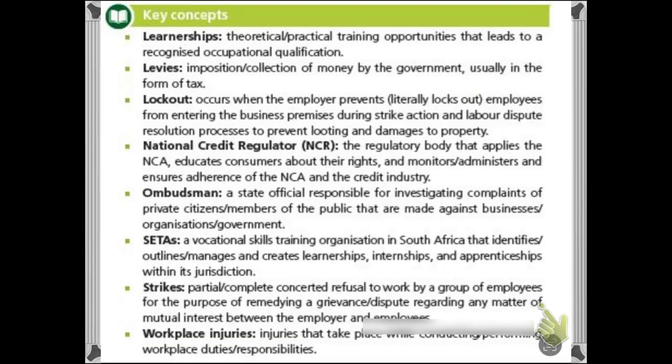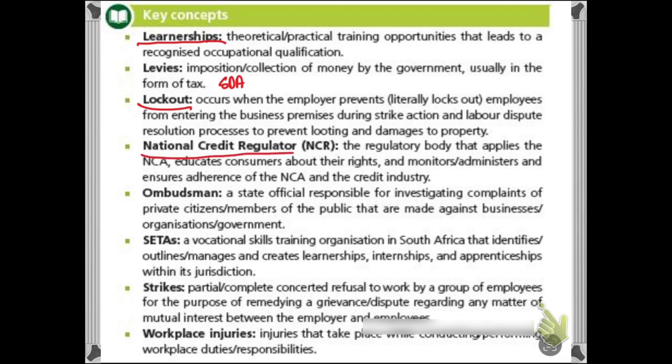Then the last set of ones, we look at learnerships, is where people then train in opportunities. This is then also under your Labor Relations Act. I'm talking nonsense, your Skills Development Act. Then your levies would fall under the Skills Development Act, so that means the 1%. Lockout is part of industrial action, so that means where the business owners lock people out.